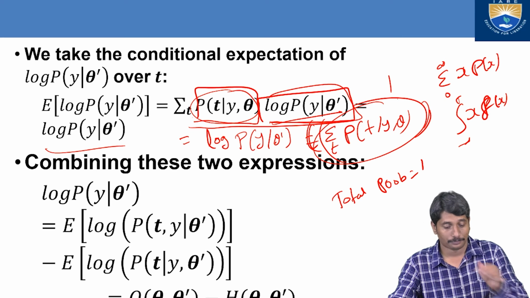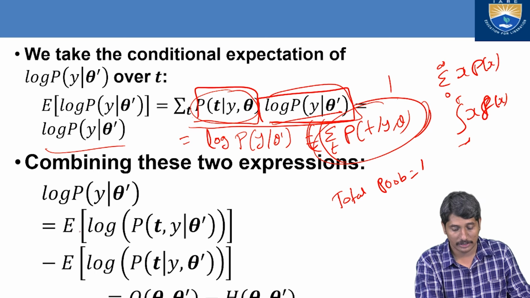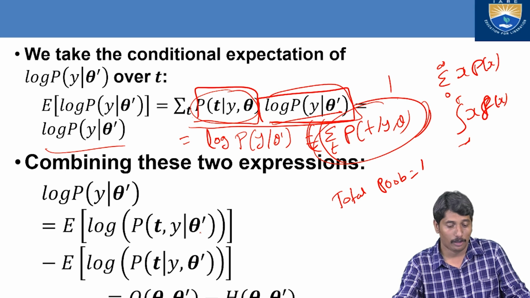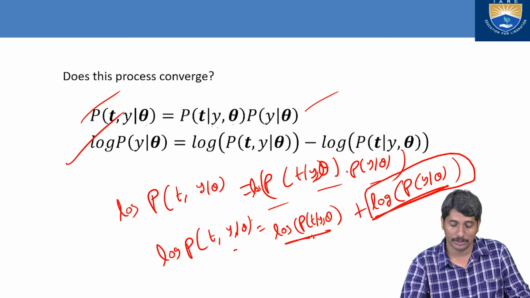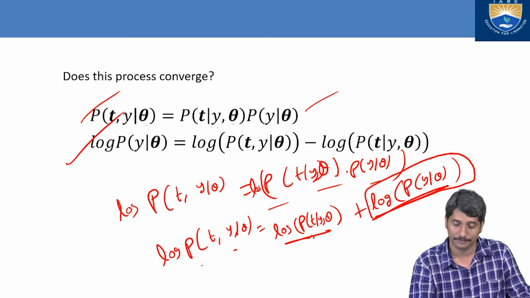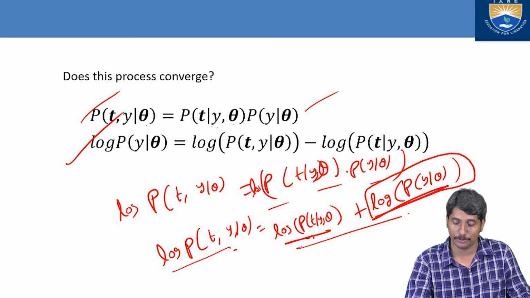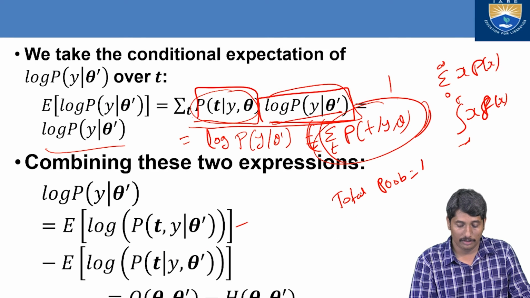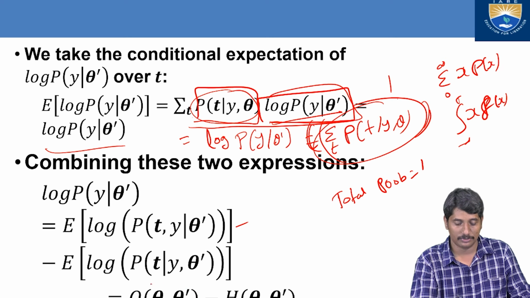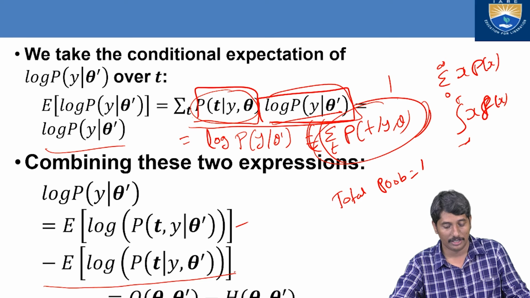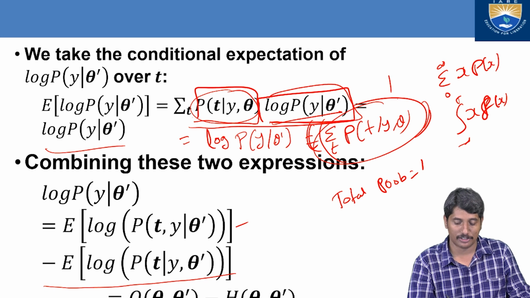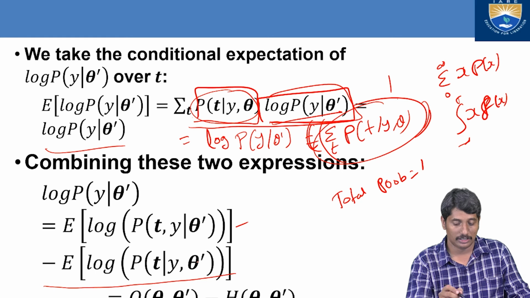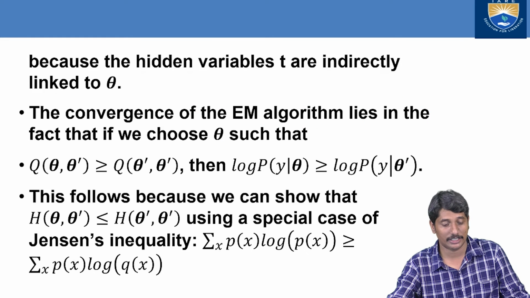Okay. And combining these two expressions, we got log p of y given theta dash is expectation of log p of t comma y given theta. Okay. Now here we are going to substitute this thing. Instead of this, we are going to substitute this thing. Okay. Then we will reach this stage, this minus E of log of p of t given y comma theta dash. Okay. Which is just represented as some function of theta comma theta dash, because it contains only theta and theta dash, we can call it a function of theta comma theta dash.